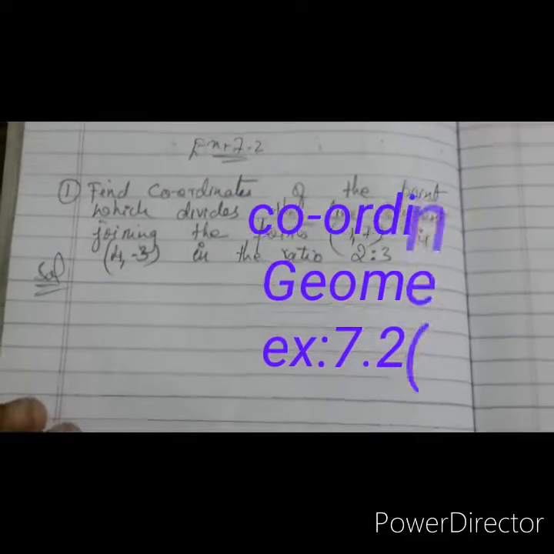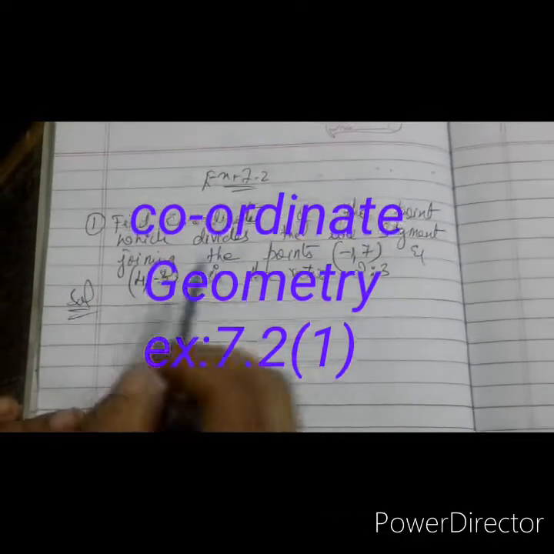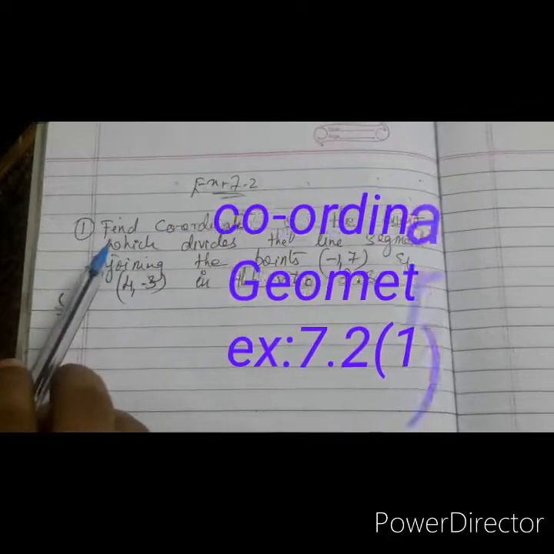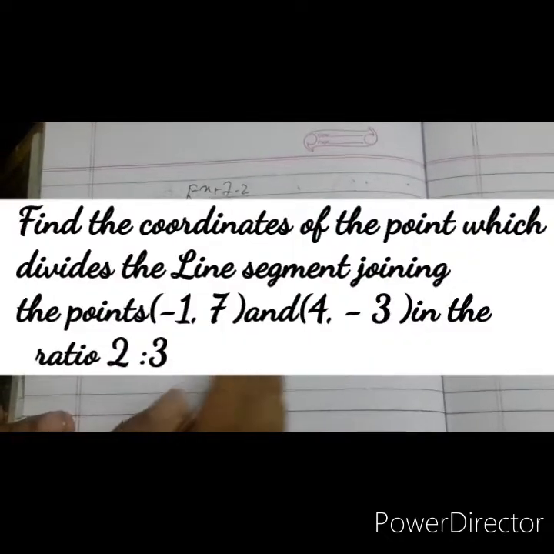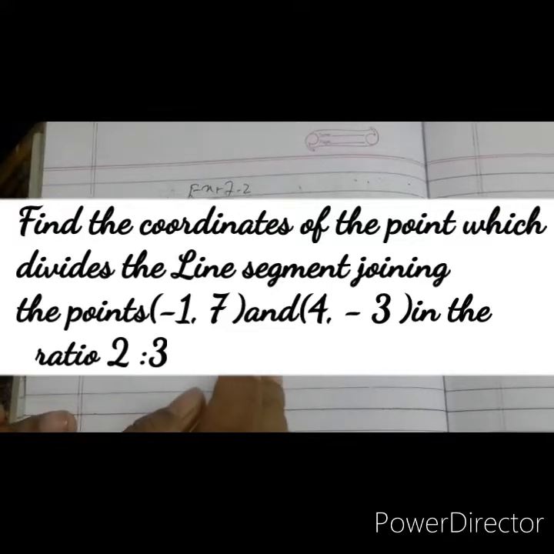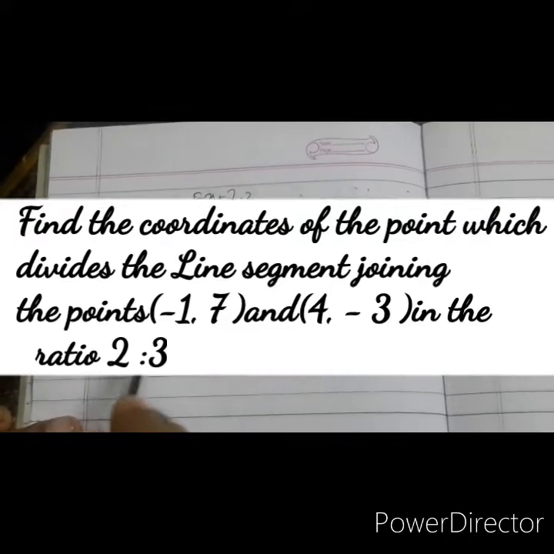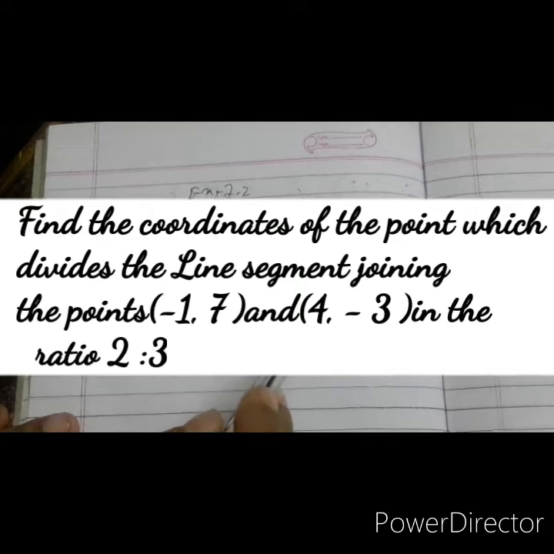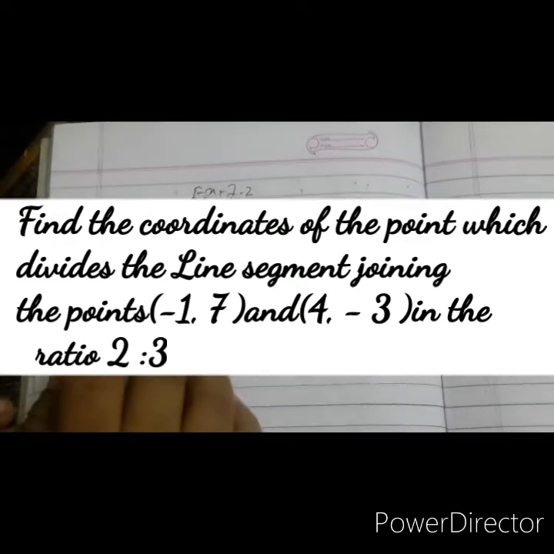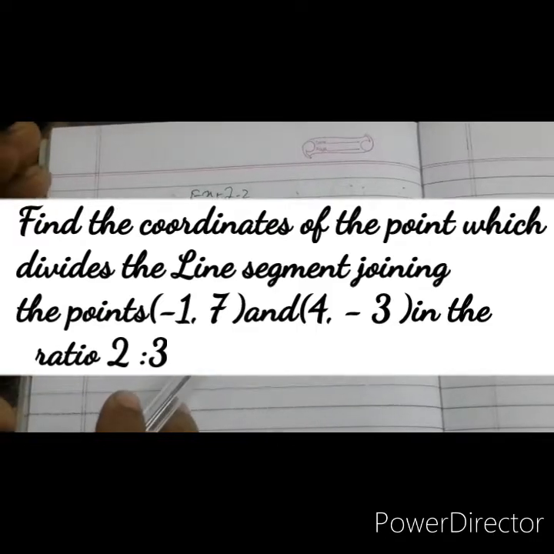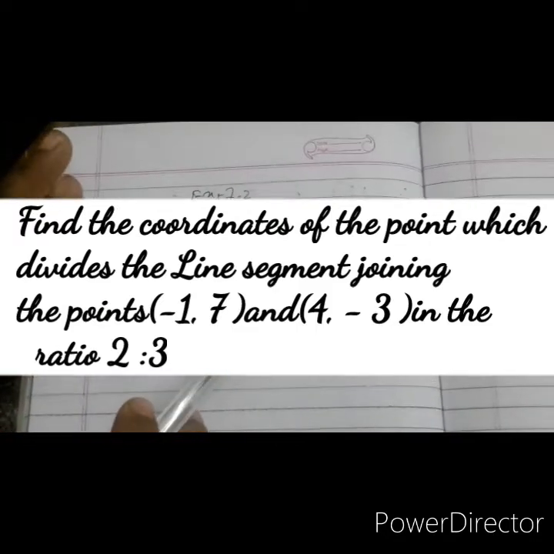Hello students, today we are going to solve exercise 7.2 problems. First problem, see the question. Find coordinates of the point which divides the line segment joining the points (-1, 7) and (4, -3) in the ratio 2:3. I told you in the previous classes that exercise 7.2 problems have 3 types of formulas.